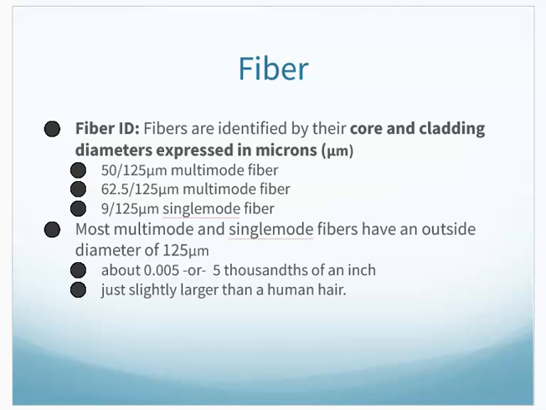We identify fiber by those relationships, the core to the cladding. So a 50/125 multimode fiber, that's your graded index. Your 62.5/125 multimode fiber is your step index. And then your 9/125 is your single mode fiber, that very small core diameter. Most of the fibers that we're going to deal with have an outside diameter of 125 microns. You notice that number has stayed the same.